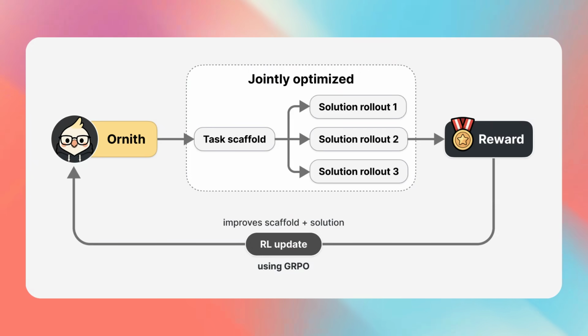But the key thing that sets this family apart is that these models are learning to generate both solution rollouts, so agentic trajectories, and task-specific harnesses that guide those rollouts. So their whole goal is that by optimizing both that scaffold or harness and the solution, the model is then going to generate better solutions.